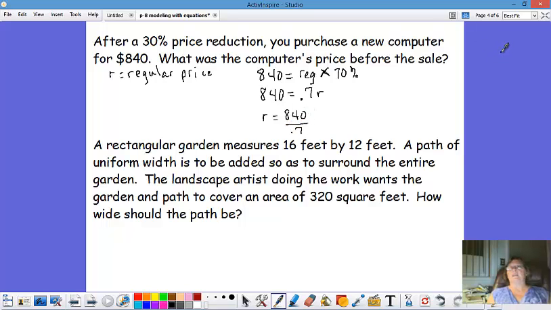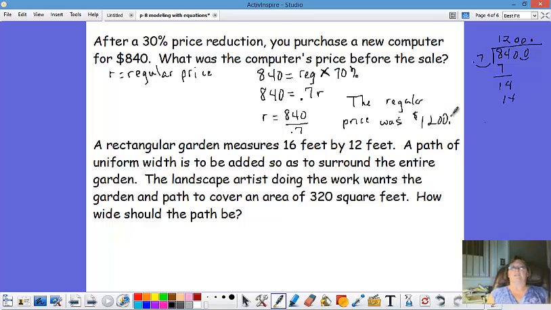Here's my famous margin math. 840 divide by 0.7, move the decimal point, move the decimal point. All right, now we're dividing. 7 into 8 goes once, with one left over. 7 into 14 goes twice, and it goes in there equally. So there we have it. The regular price was $1,200.